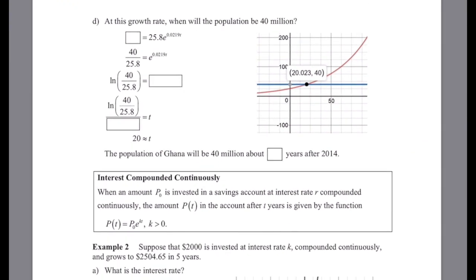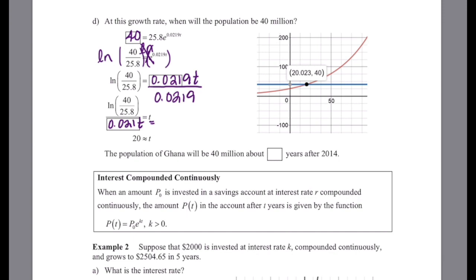At this growth rate, when will the population be 40 million? So now we're looking for how long will it take the population to reach 40 million. So I know that my population now is 40, and then we can solve for our value of t since we're looking for time. We can go ahead and get e by itself so that we can use the natural log. So we'll divide both sides by 25.8. Then I'll take the natural log of both sides, since I know the natural log and e will end up canceling themselves out, so that the natural log of this number here is equal to 0.0219t. And then to get t by itself, we'll divide both sides by 0.0219 so that t is by itself.